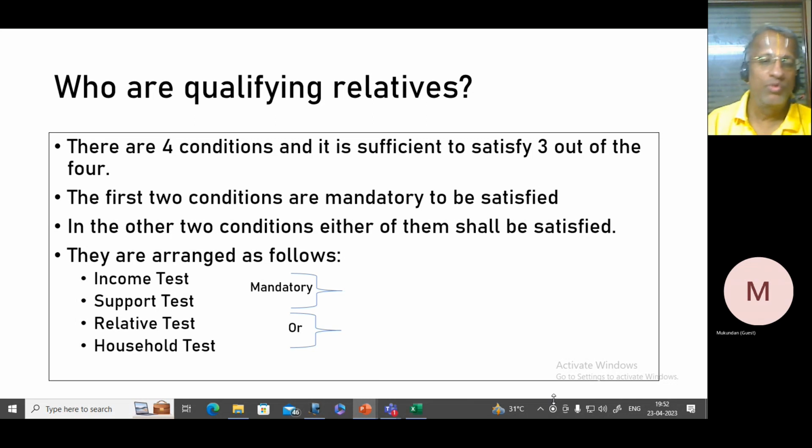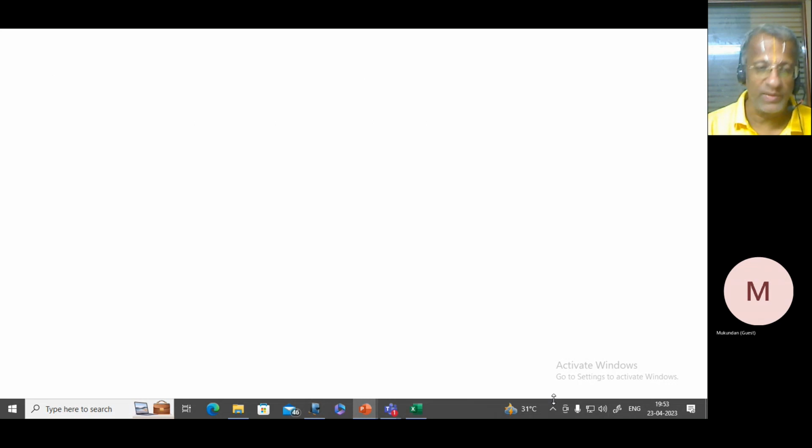So therefore, you can say it is 2 by 2 in the first case and 1 by 2 in the second case. So you can as well have both relative test and household test, both can be satisfied. So the minimum is 3, but you can satisfy all the 4 also. But for the purpose of qualifying as relative, we should have what? 3 is sufficient and it is not any 3. First two you got to satisfy compulsorily. The last two, any one can be satisfied.